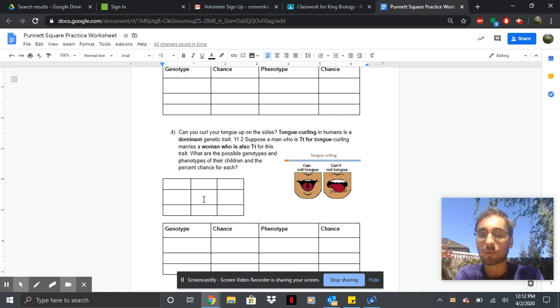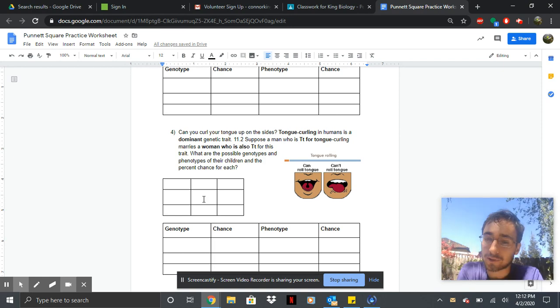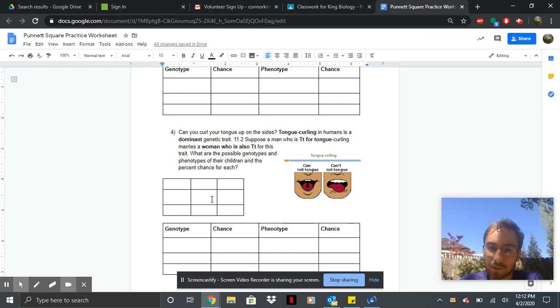It's going to be whether you can roll your tongue. So tongue curling is dominant in humans, and you have a man who is heterozygous for tongue curling and a woman who's also heterozygous for tongue curling. And you're going to see how many of their kids will have tongue curling or will not be able to, like this clip art person.